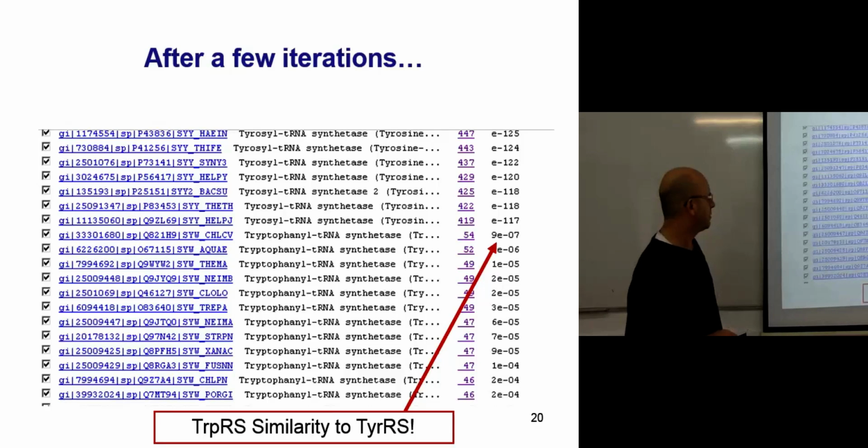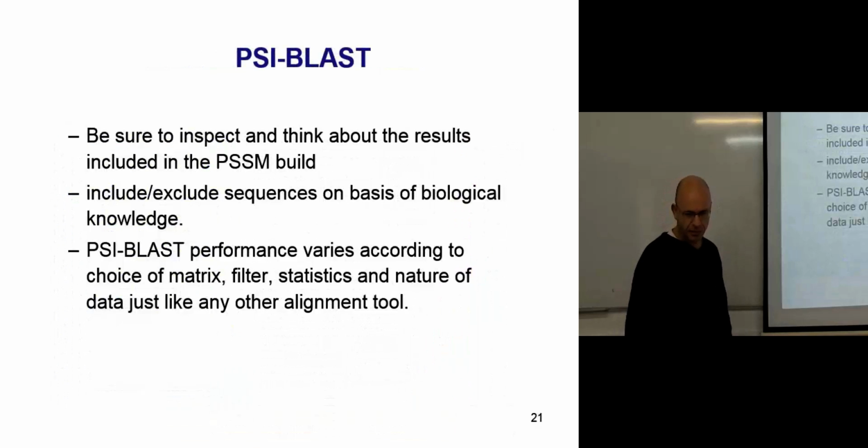And after, I think, two or three iterations, all of a sudden the tryptophanyl tRNA synthetases start to appear here in the list. See? So we were able to detect, with an e-value of 10 to the power of -7, which is quite good, that there is significant similarity between tyrosyl tRNA synthetase and tryptophanyl tRNA synthetase. Something that with regular BLAST there was no way to achieve. So PSI-BLAST is very nice and allows us to get more sensitive hits for similarity.